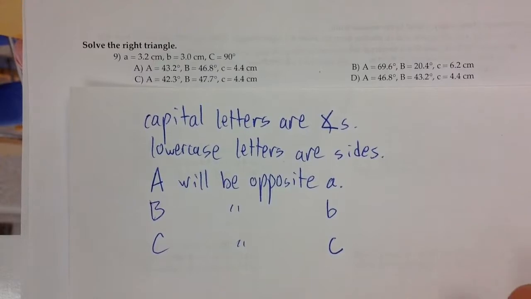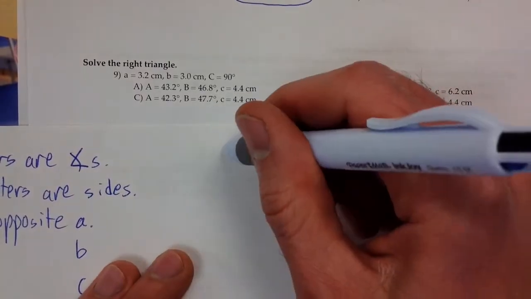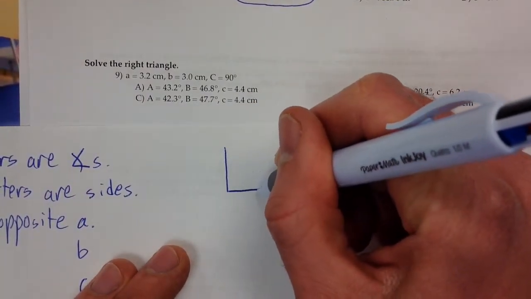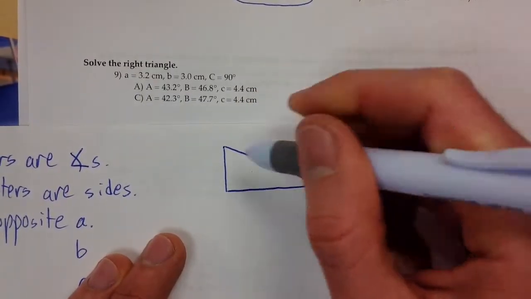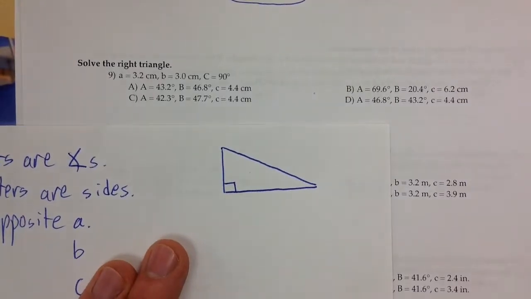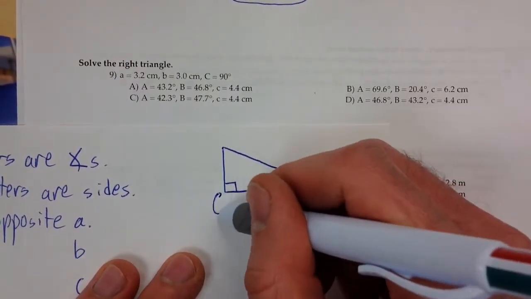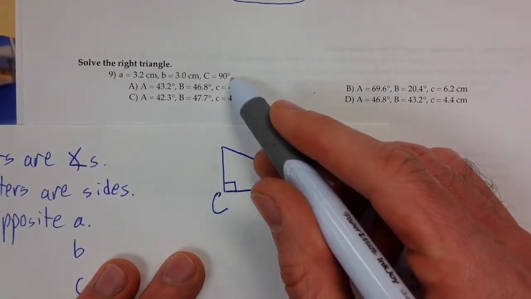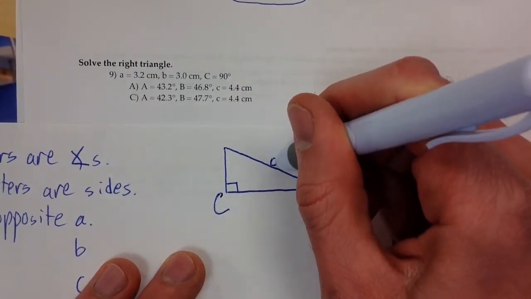So watch me draw the diagram for number 9. It's a right triangle. You're in right triangle trig land. Later on, you will get into triangles that are non-right triangles. So you know there's going to be a right angle. It's C, because they tell you that the C is 90 degrees. Then the hypotenuse has to be little c, my favorite wrapper.